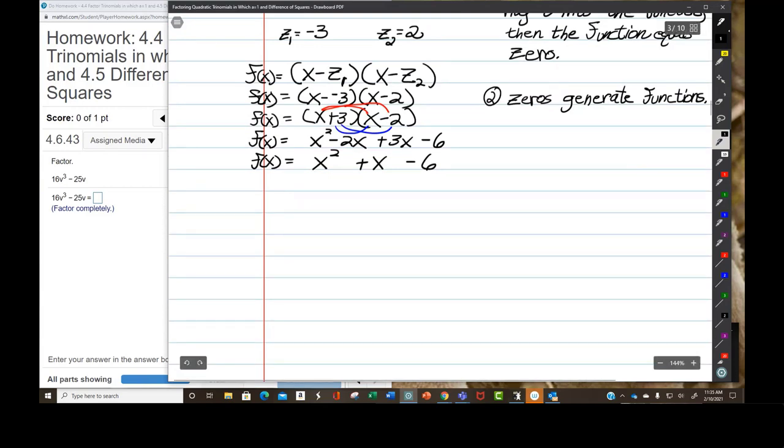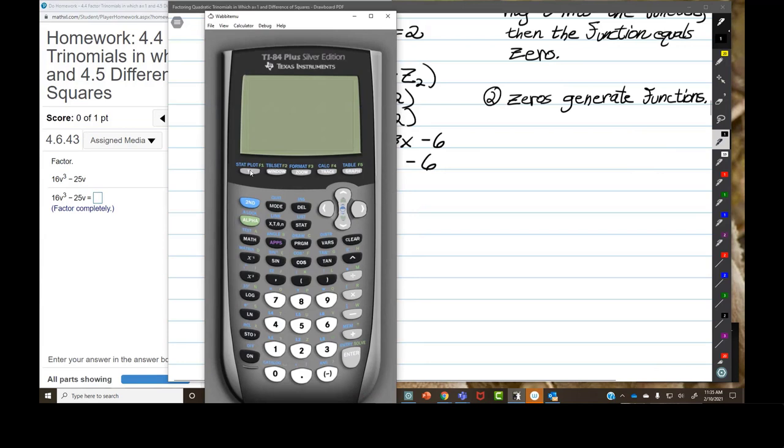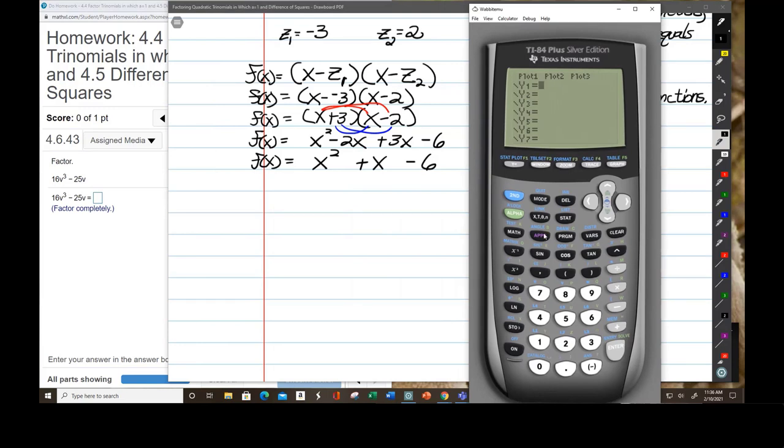But let's graph it and see what it looks like: x squared plus x minus 6. Go to Y equals. Oh, turn it on first. I have such a problem with that. Y equals. Now I'm going to delete that, clear it, and put in x squared plus x minus 6. And then I'm going to graph. That's what the graph of this function looks like, and the zeros and the x-intercepts are negative 3 and positive 2.